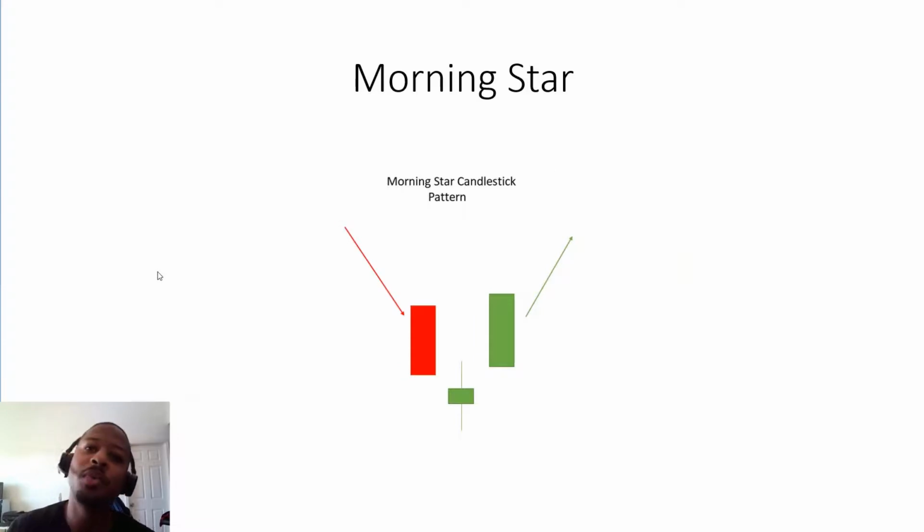Then there's a morning star, which is kind of the opposite. There's been a consistent downtrend, and you have a doji candle right here, and then you're going to have a big engulfing bullish candle, which is going to signal an uptrend. Pretty simple. All right.